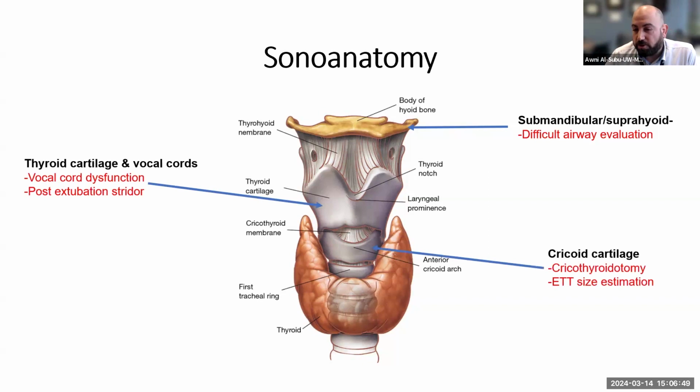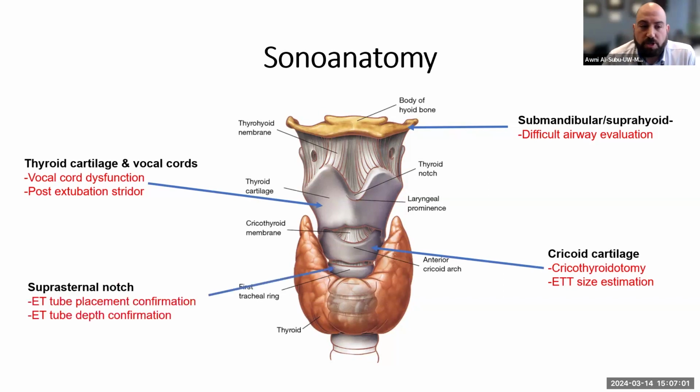The third area, which I will not cover in this talk, is the cricoid cartilage, which is usually used for ET tube size estimation and cricothyroidotomy. And then the suprasternal notch area, which is used for ET tube placement confirmation and the depth of the ET tube. Now, people do it in different order. The way I will present it to you, we will go from the suprasternal notch up and cover each area, except the cricoid cartilage one.